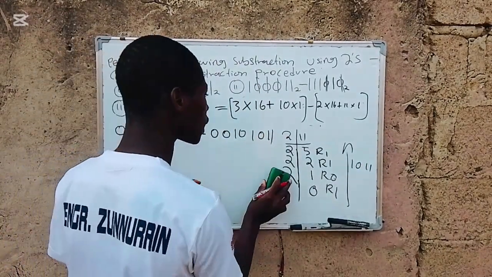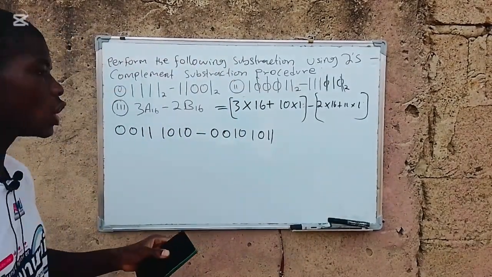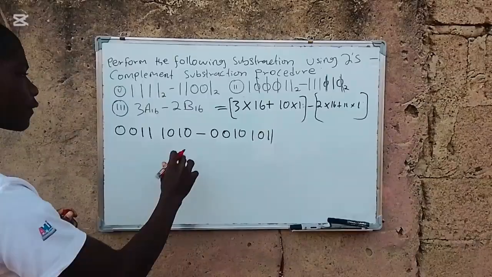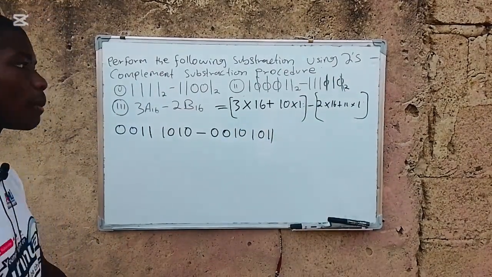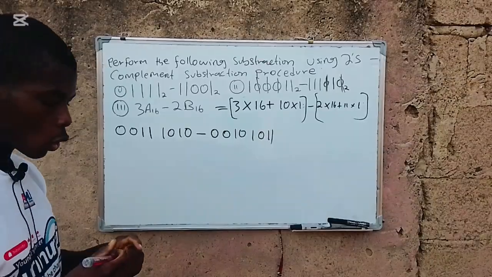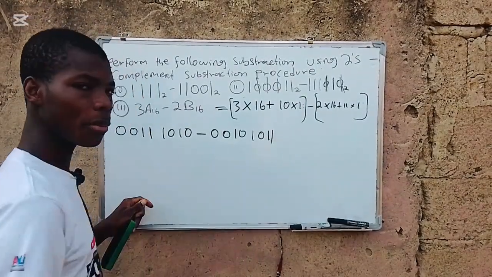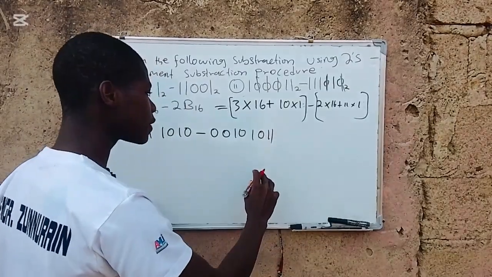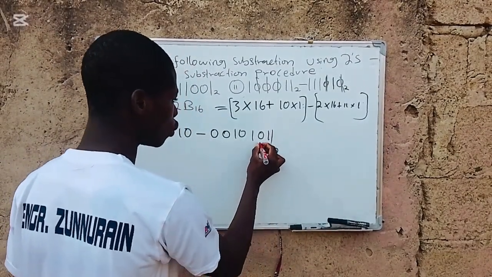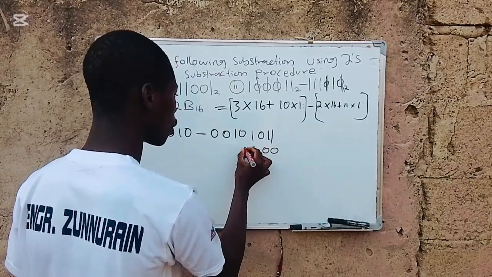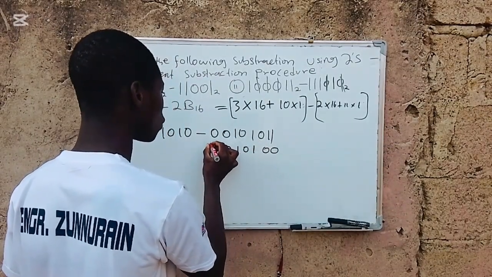So this is how you can convert this hexadecimal into binary. So I have to subtract, but I'm using the 2's complement subtraction procedure. What I am going to do is find the first complement of this. What is the first complement of this? 1 1 will become 0 0, this 0 becomes 1, this becomes 0, 0 becomes 1, this becomes 0, this becomes 1 1.